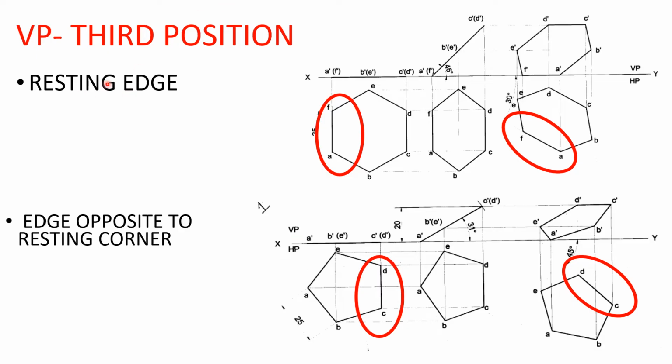but you need to look for a word which represents the resting edge. Okay, here the edge opposite to the resting corner, even though it is resting on the corner, the opposite edge is inclined to the VP at some angle. So that is the third position. Okay, this is the first option in the third position. What is the next option?